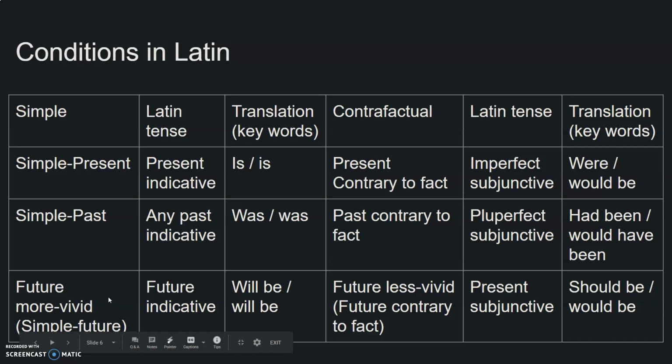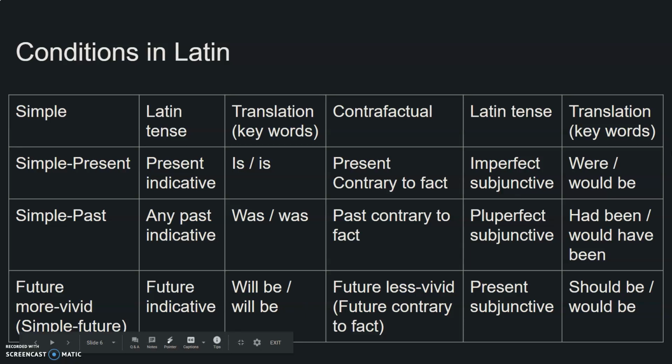Finally, future more vivid. We'll have future indicative in both clauses. You can think of it will be / will be, but remember in English often we just say if it is, Y will be. But once again, if you keep them both as will, I'm not really going to mark any off. Just know that they're both occurring in the future, which is why I put will in both of these.